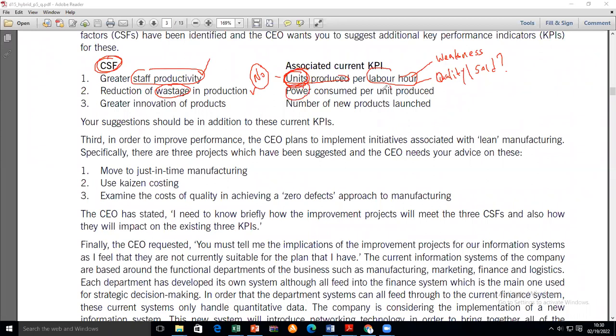per unit produced. Now you ask yourself, wait a minute, power consumed? Is that the best measure of wastage? Isn't wastage related to materials? Should we be talking about materials there in terms of wastage? Is power really the main resource that they're using? We can see a weakness there. Of course, if you read through, you would come up with much more.